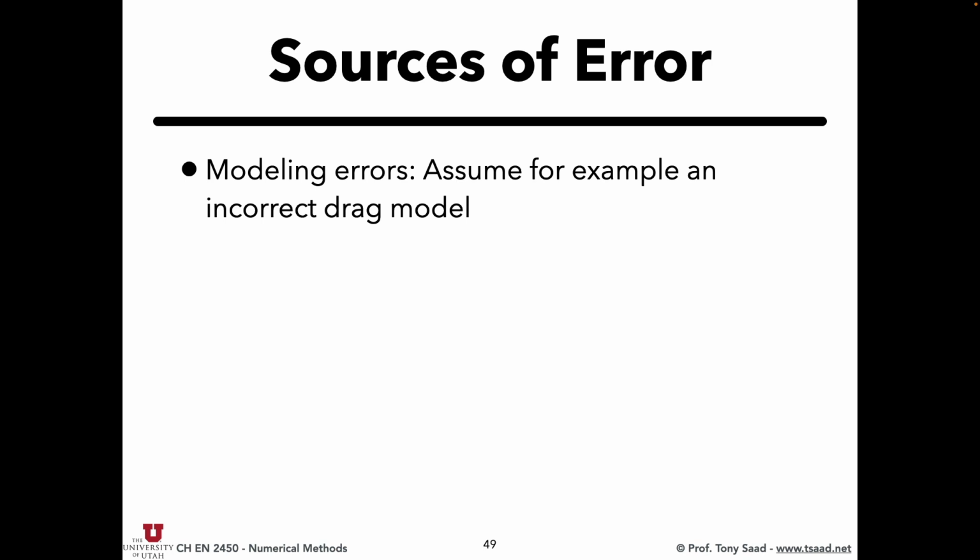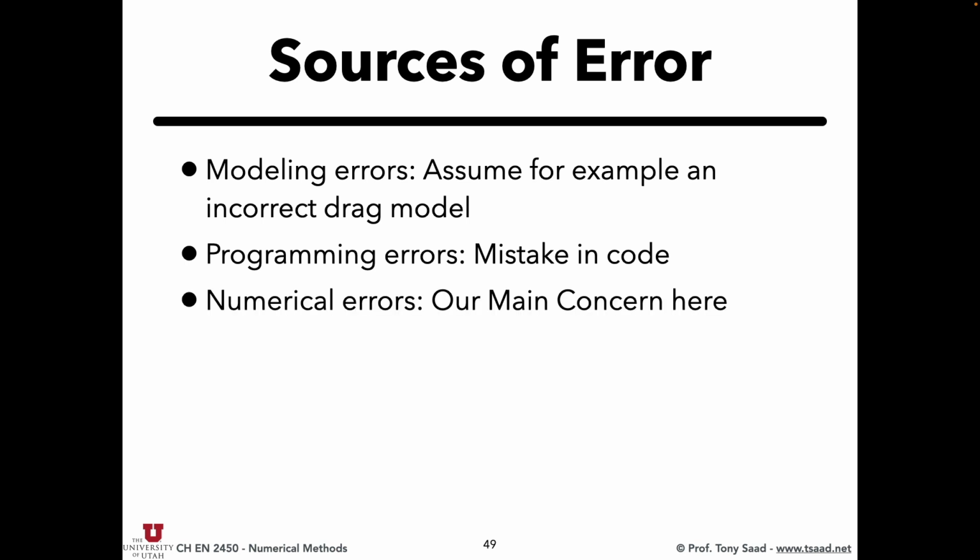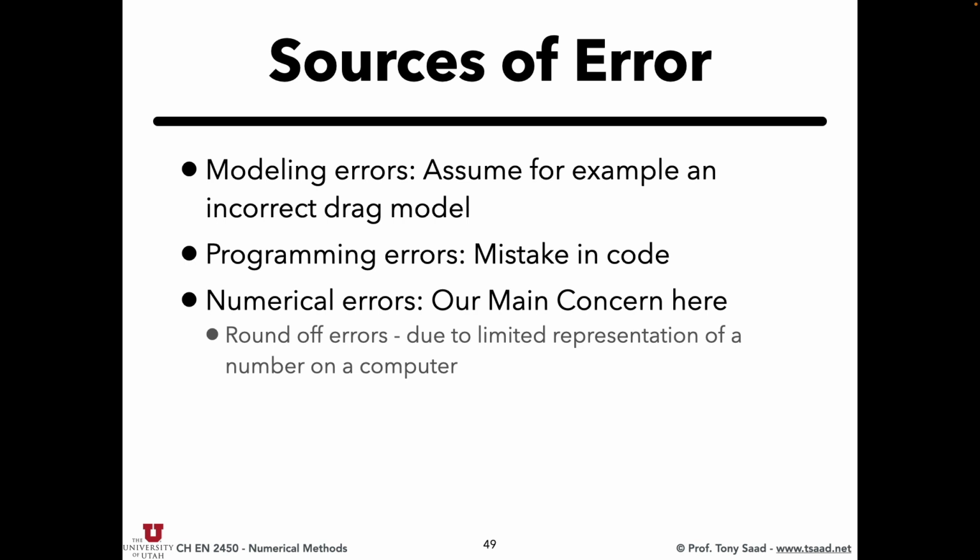We are not dealing with that in this class. You'll deal with that as you become a senior, in your last few classes, okay? Then there are programming errors, like a mistake in your code, looping over n instead of n plus 1, or doing the wrong conversion between variables. This is a programming error. It's not a numerical error. We encounter that here, but strictly it's not a numerical error because it's a human-induced error. It's something you have control over in a way, okay? And then finally, there are numerical errors, which are our main concern here.